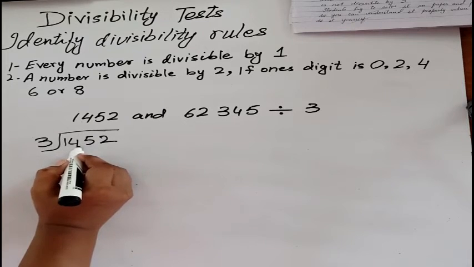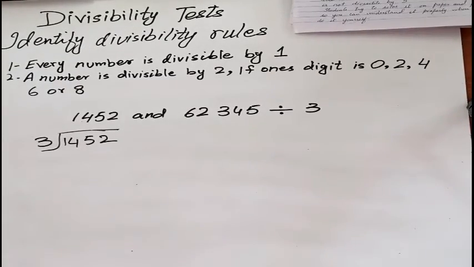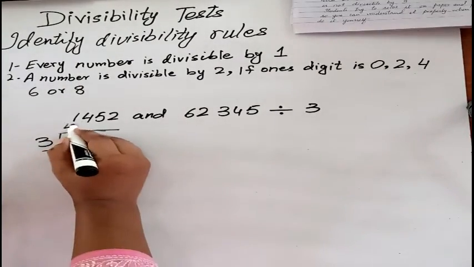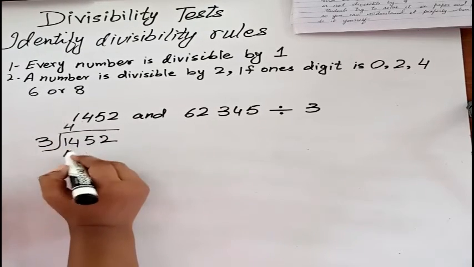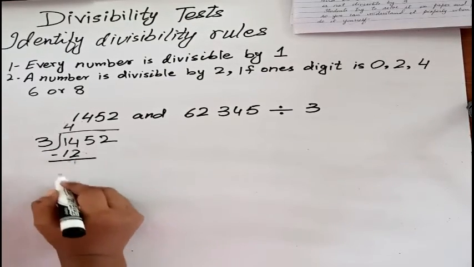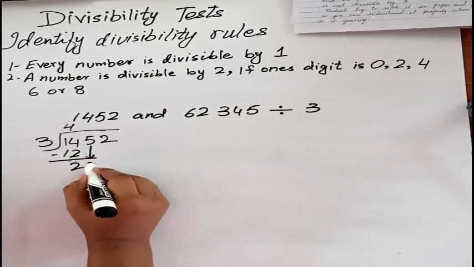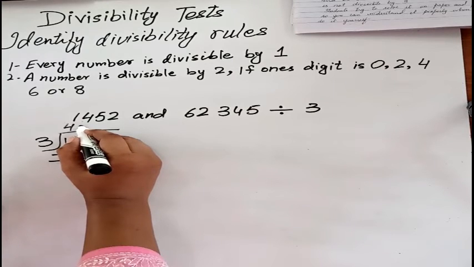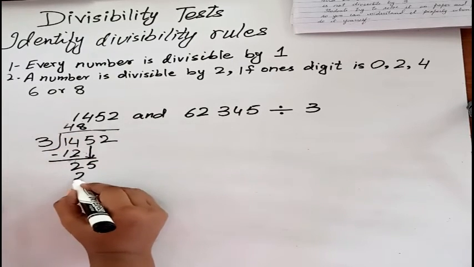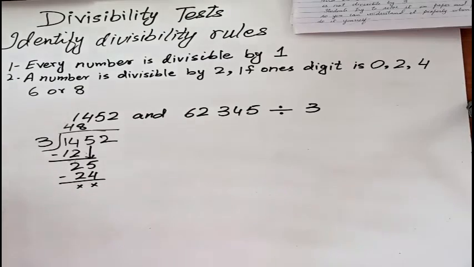We will see this 14. Will this 14 go in 3's table? 3 ones are 3, 3 twos are 6, 3 threes are 9, 3 fours are 12. Because 3 fives are 15 will be greater than, 3 fours are 12. We have to minus 2. 5 comes here. 3 ones are 3, 3 twos are 6, 3 threes are 9, 3 fours are 12, 3 fives are 15, 3 sixes are 18, 3 sevens are 21, 3 eights are 24. For this, it's very necessary that you should remember the tables.